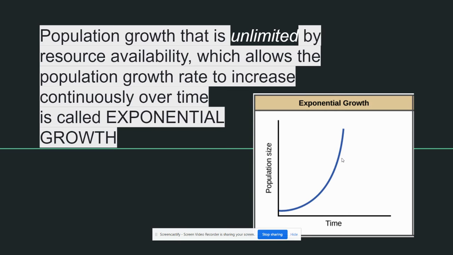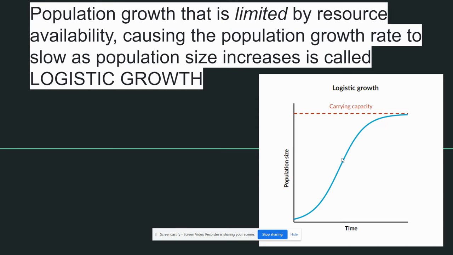So let's look at the realistic graph. This is called logistic growth. Now, this population graph takes into account the limiting factors, and the limiting factors are going to limit our population to a certain number, which is referred to as a carrying capacity. So let me read to you the definition. It says population growth that is limited by resource availability, causing the population growth rate to slow as the population size increases, is called logistic growth.